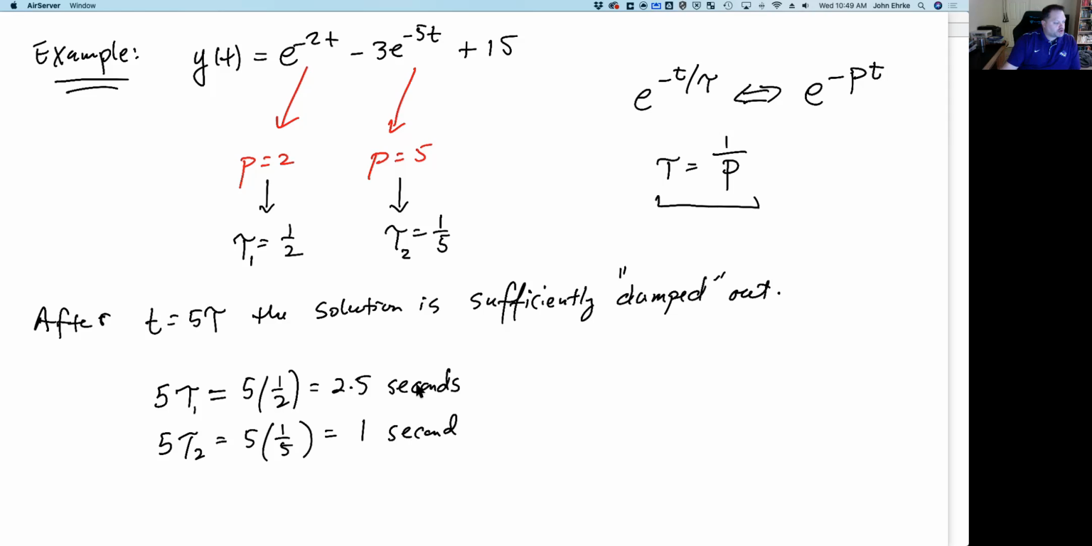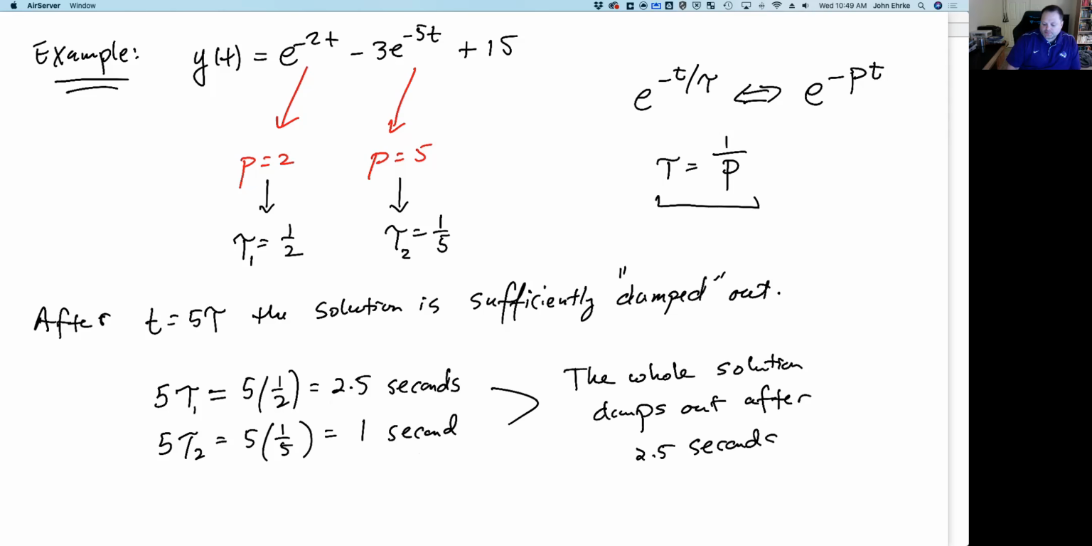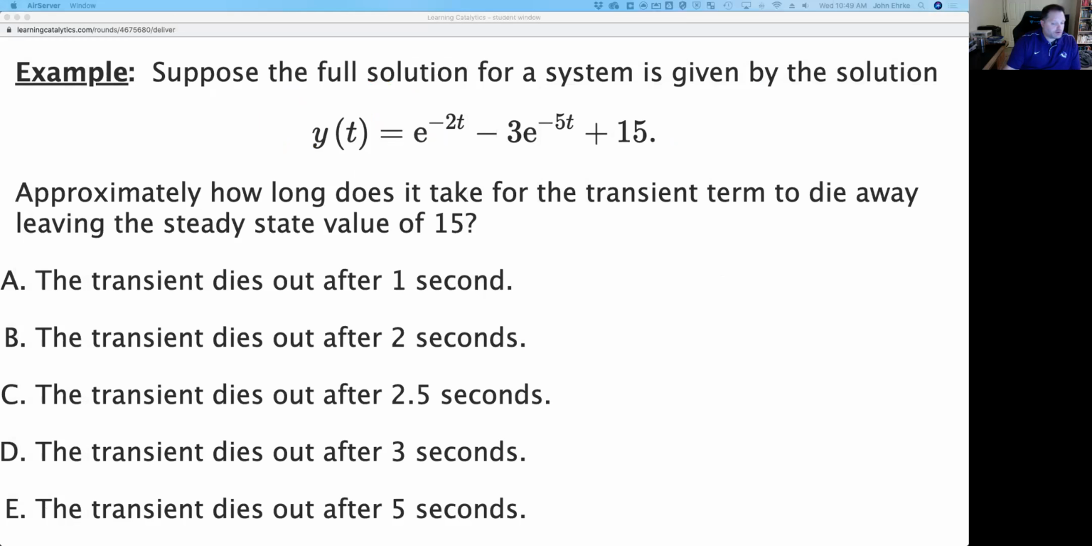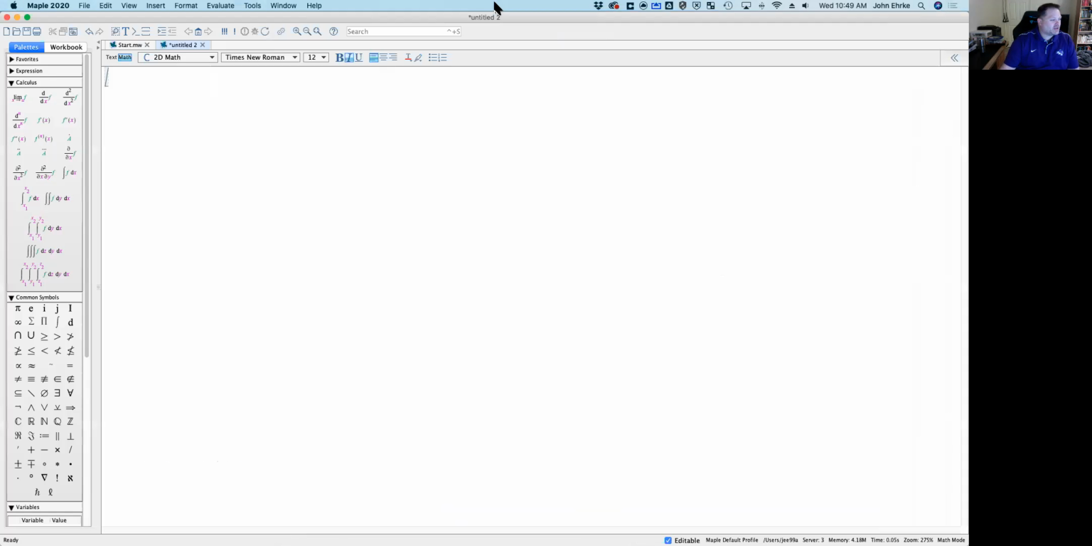So I need the larger of these two values. So the whole solution damps out after approximately 2.5 seconds. So that's the answer that you should have had on this particular question: answer choice C, the transient dies out after 2.5 seconds. Let's take a look at that because I want you to see it in Maple, exactly what it is that I'm talking about here.